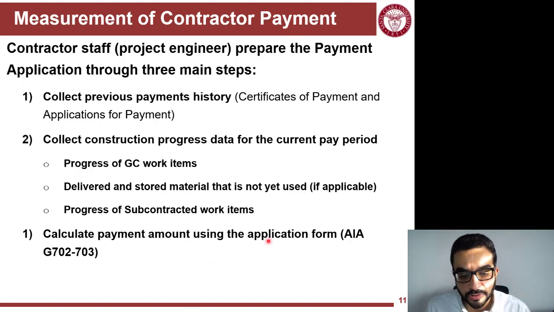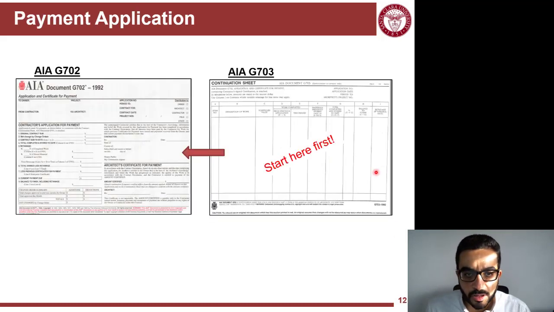And we will use here AIA G702 and G703, because we're based here on the design-bid-build project delivery. Now G702 is the cover sheet, you can say, and G703 is the calculation sheet. They call it the continuation sheet for G703.